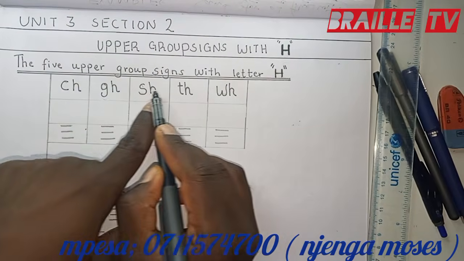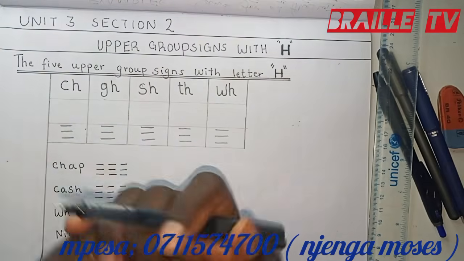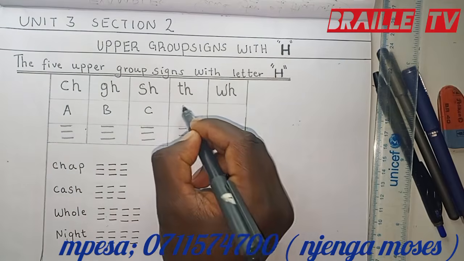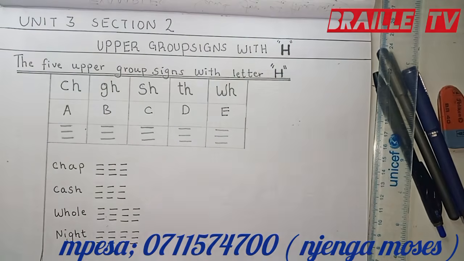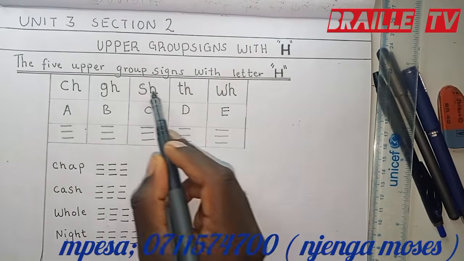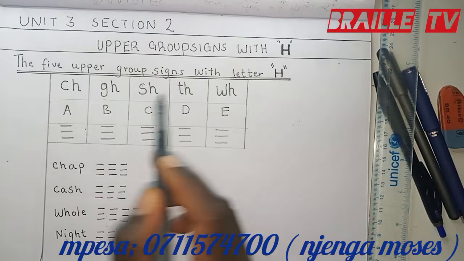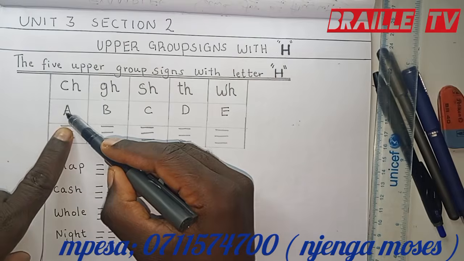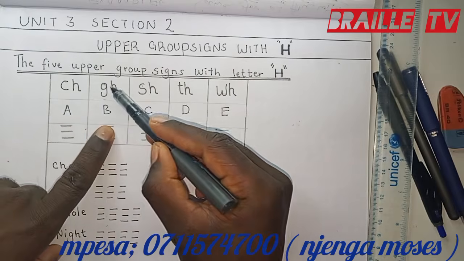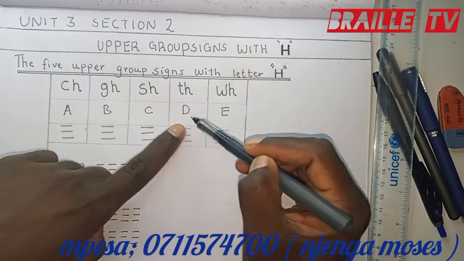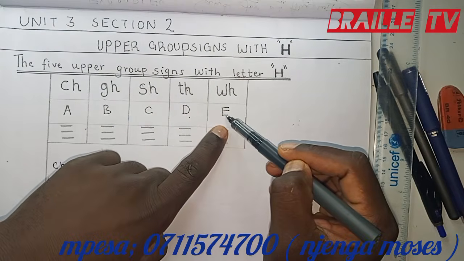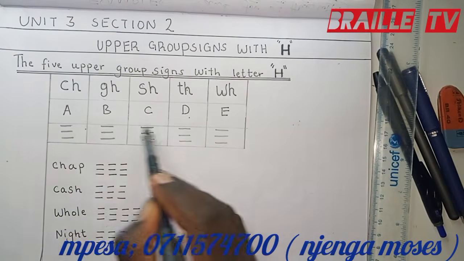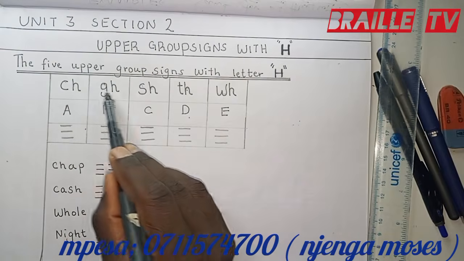These 5 group signs with letter H are formed by letters of the alphabet: letter A, letter B, letter C, letter D, and letter E. Letter A will make CH, letter B will form GH, letter C will form SH, letter D will form TH, and finally letter E will form WH. So we are using these 5 letters of the alphabet to represent these group signs.